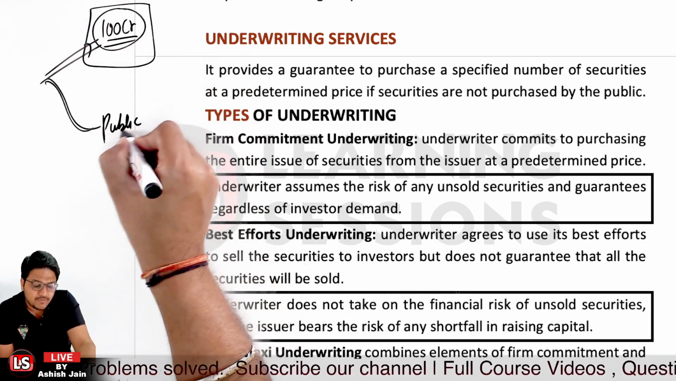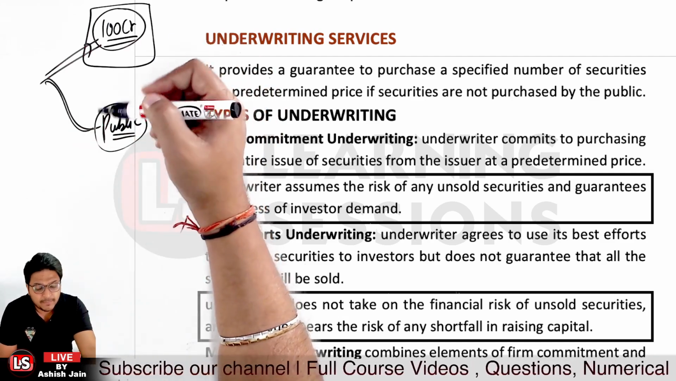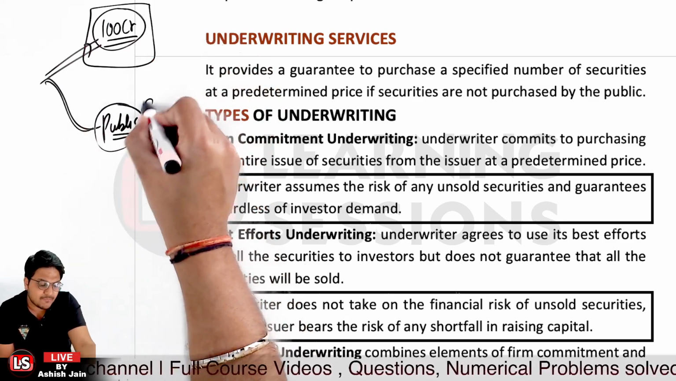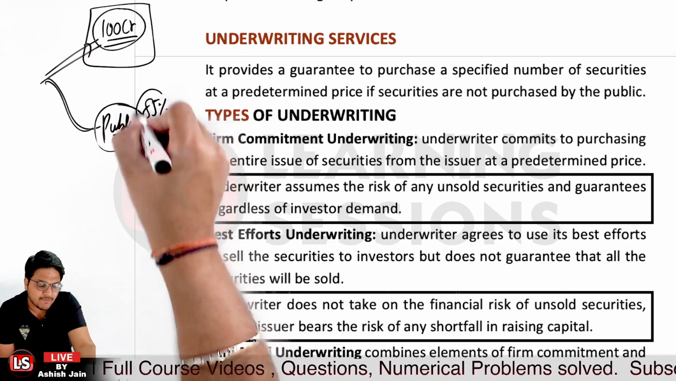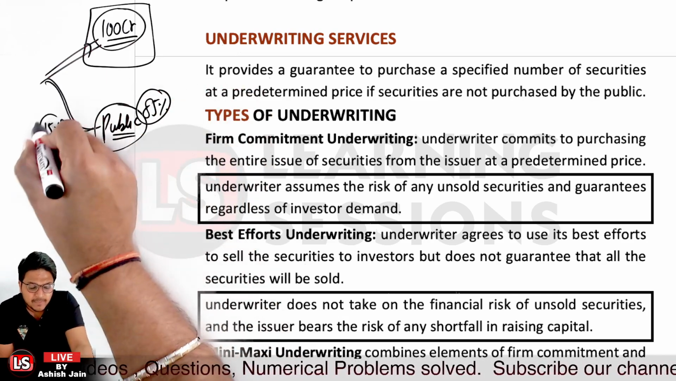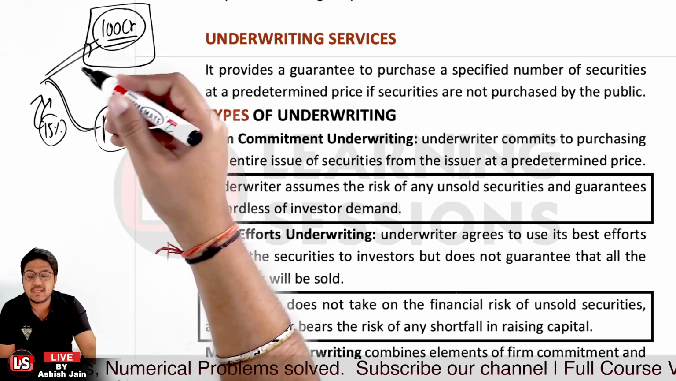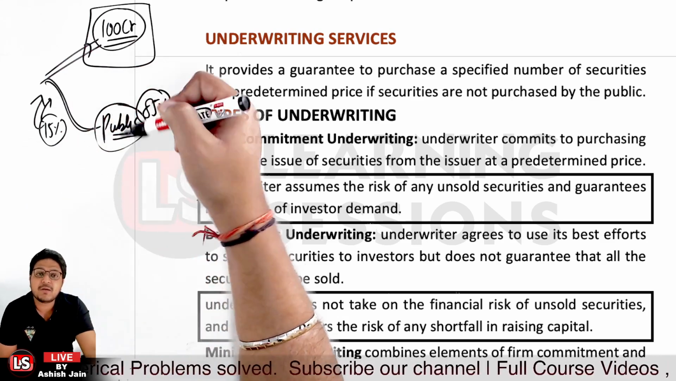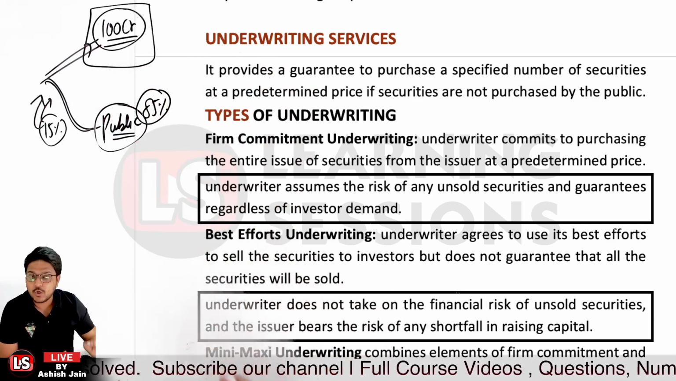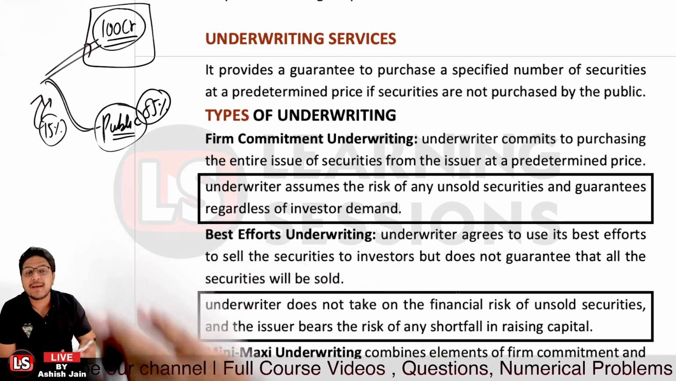Now if there is any shortfall on the part of the public, let's say the public only subscribed 85 crore out of 100 crore, or 85%, then the remaining 15% will be lying with the investment bank. That will basically be the liability, the risk taken care of by the investment bank itself. That's firm commitment underwriting, where the whole lot of securities is underwritten by the investment banker, right?